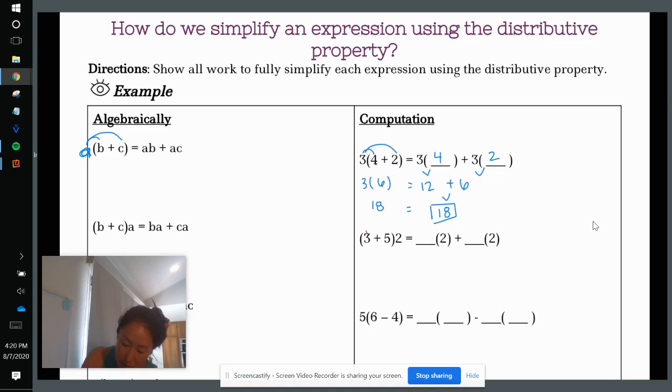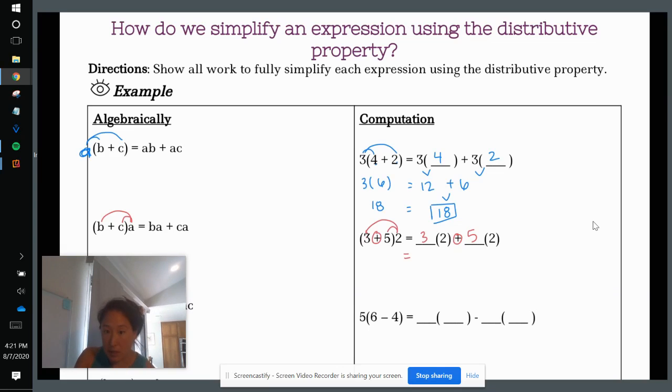Okay, so next, a times c and a times b. If the number on the outside is in the back, that's okay. We can just backwards rainbow. So 2 times 5 and 2 times 3. I always start on the left and move to the right. So 3 times 2 plus 5 times 2. The number inside the parentheses should match the number between the two numbers.